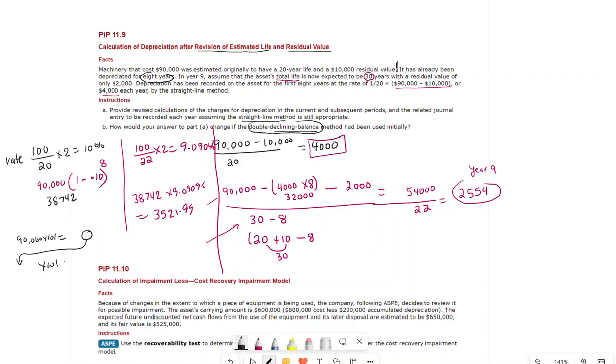Multiply with another 10% to get the number. Keep doing it for the 8 years. So we don't need to do that. This is the faster way of calculating the net book value after the 8 years.